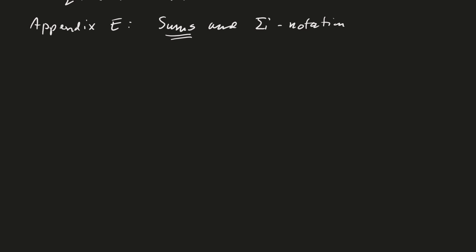Okay, so in this video we're talking about Appendix E. Appendix E, and that is sums and sigma notation. So the idea is we're going to be working with some sums in Chapter 5, and it's going to be useful for us to use some shorthand notation. And so let's go ahead and define some notation.